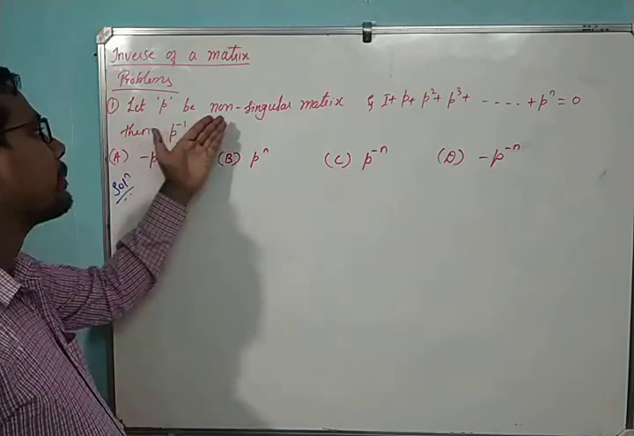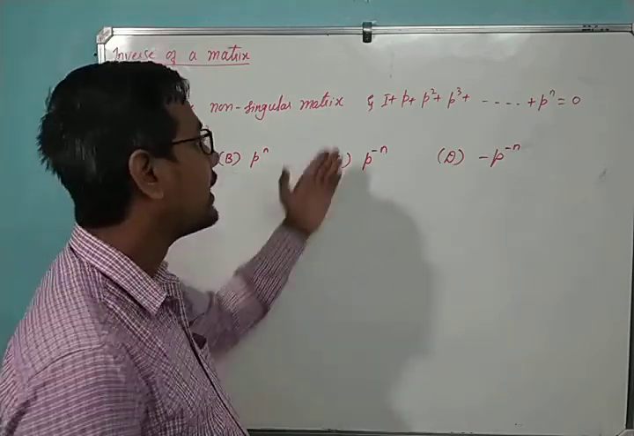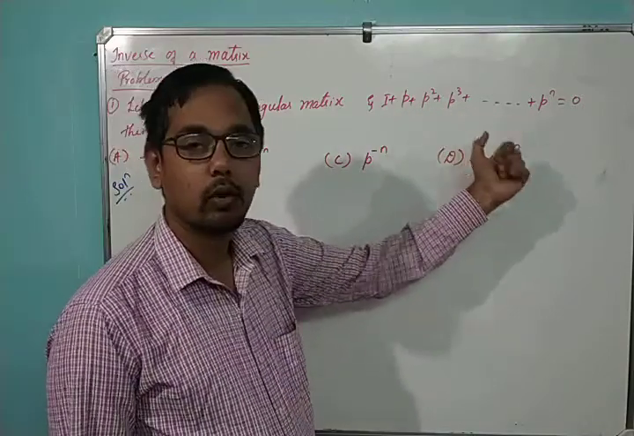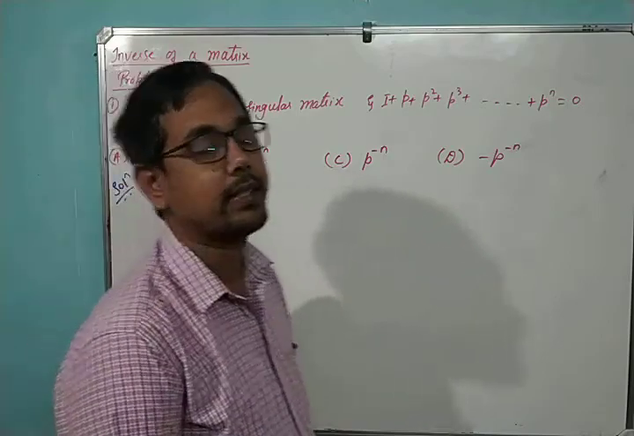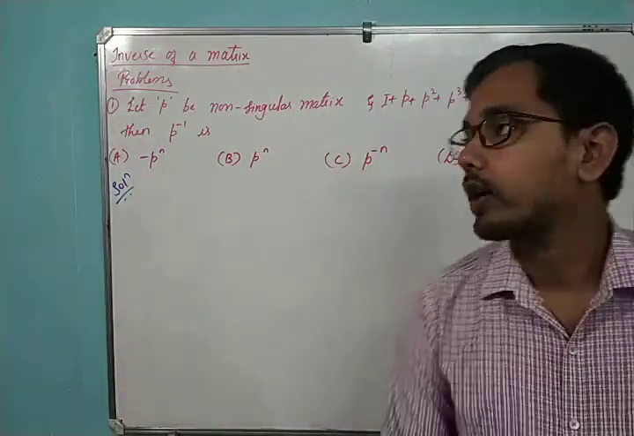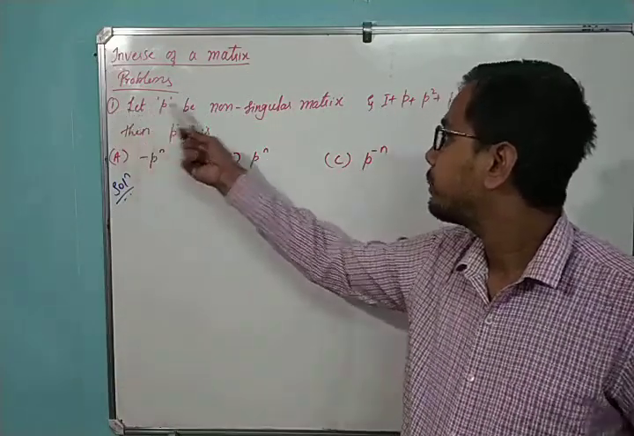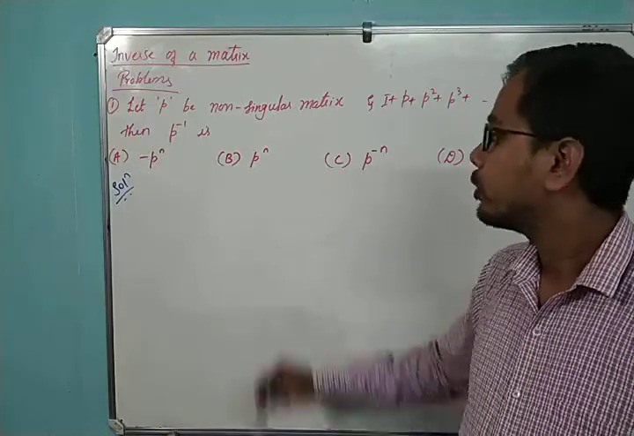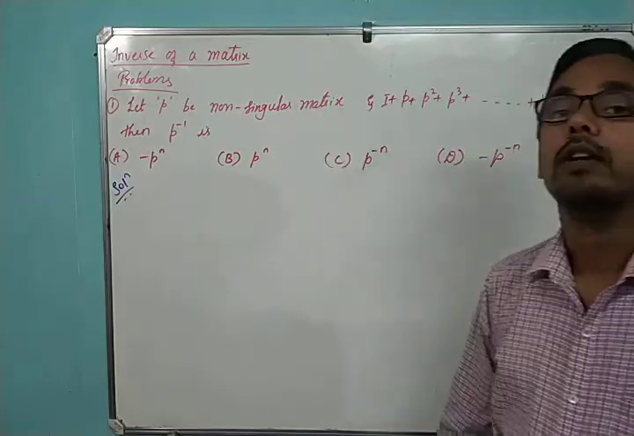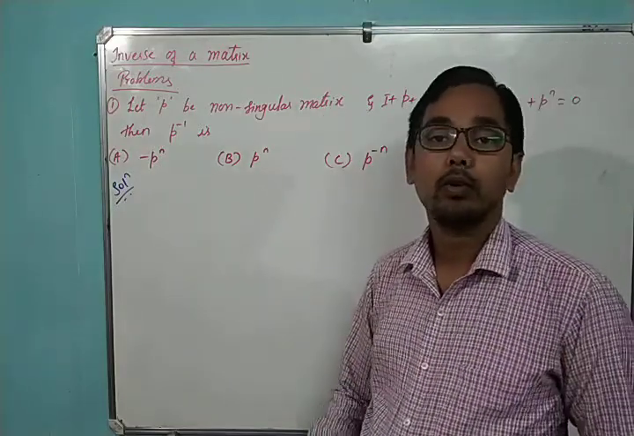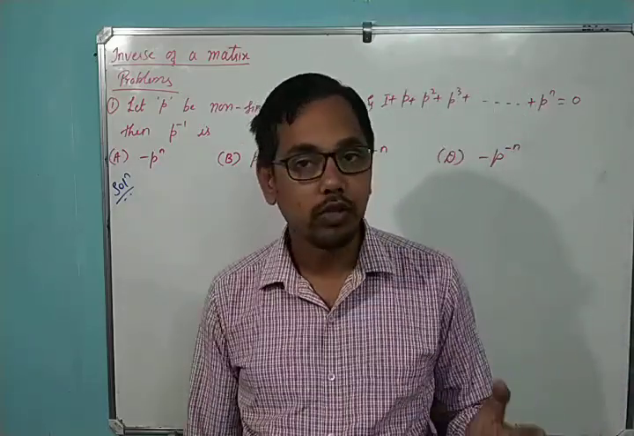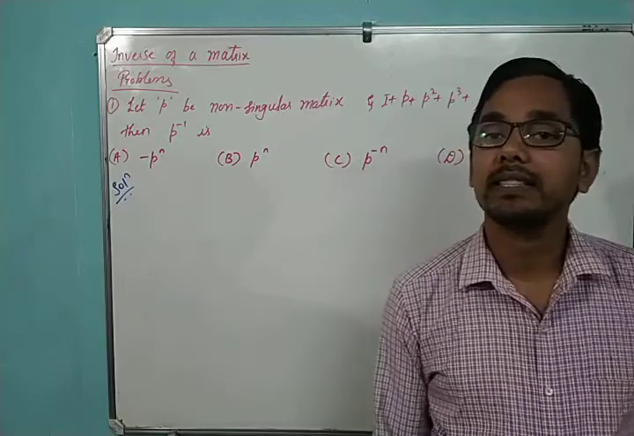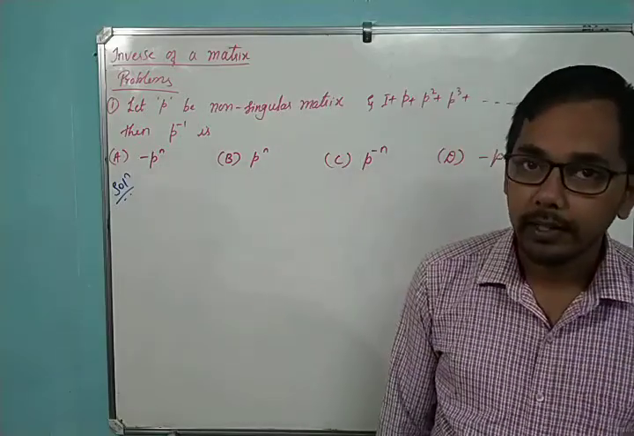What they are saying: let P be a non-singular matrix and I plus P square plus so on up to P to the power n is equal to 0. Then what is P inverse, right? So here they have given two conditions. First one is, let P be a non-singular matrix. So let's speak about this condition now. What is a non-singular matrix? One whose determinant is not equal to 0. If the determinant is not equal to 0, then that particular matrix is considered a non-singular matrix.